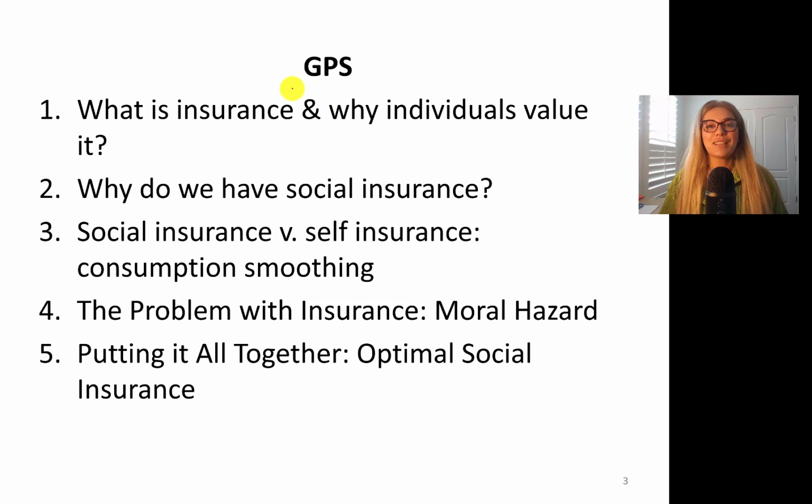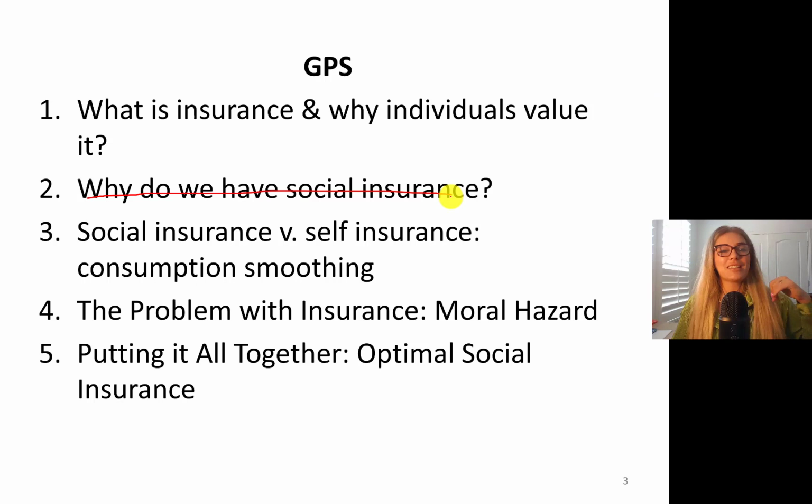This is our GPS of our chapter. What is insurance? Why do we value insurance? Number one, why do we have social insurance? So why is government in the insurance markets? Social versus self-insurance. We'll talk about something called consumption smoothing. Also, problems with insurance. We'll talk about the moral hazard problem, and we're going to put everything together, and we'll talk about the optimal, the best level of social insurance provided by the government.